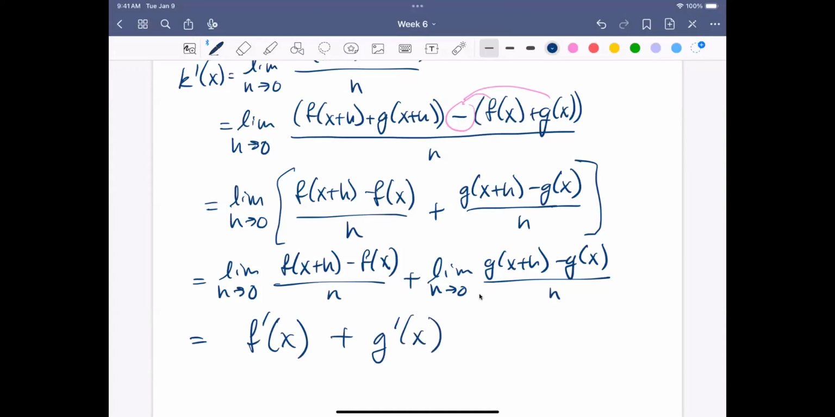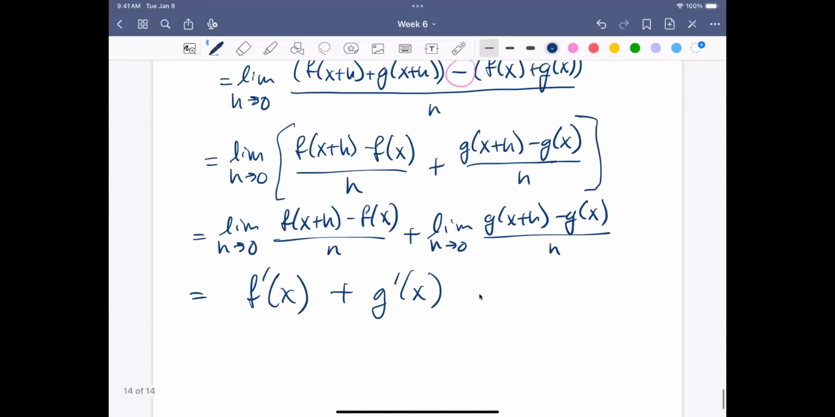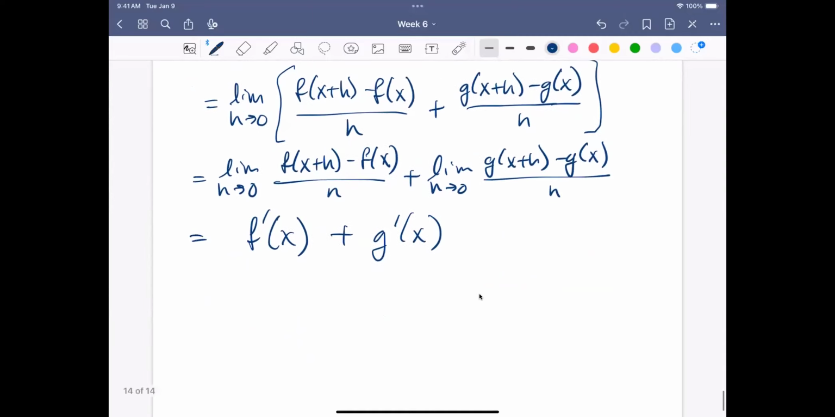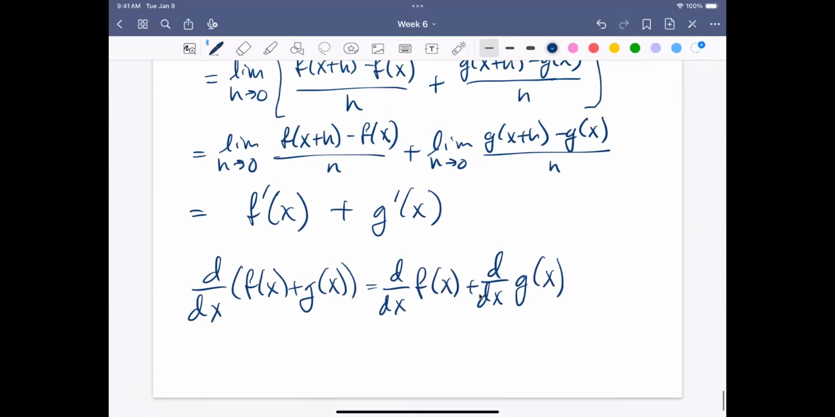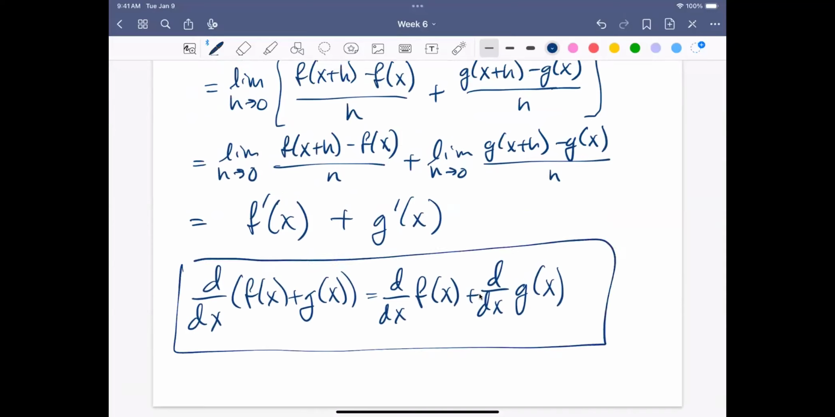Right, so it turns out if I have a function that's made up of two functions added together, I can just take the derivative of each one. So that's our next formula here. Right. If I'm taking the derivative of sum of functions, I can just take the derivative of each one separately and then add them. Okay. Box that guy.